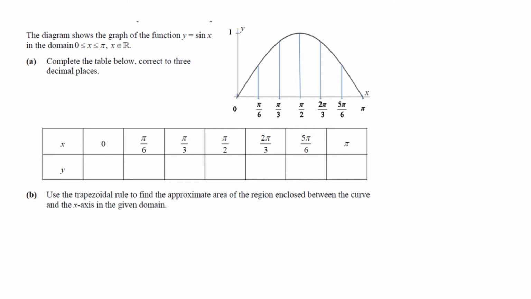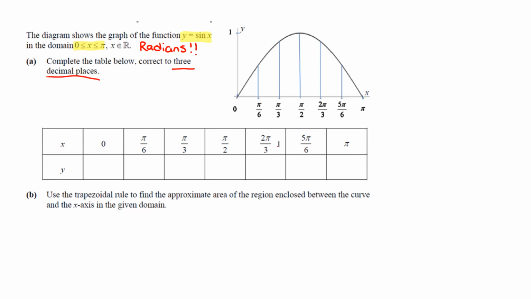So the diagram shows the graph of the function y equals sine of x. So we're in trigonometry as well, in the domain 0 is less than or equal to x is less than or equal to pi. At this point you should have a word jumping out at you, and that word is radians. If you're going to use your calculator, you need to make sure it is in radian mode now. They want us to complete the table, and they want it correct to 3 decimal places.